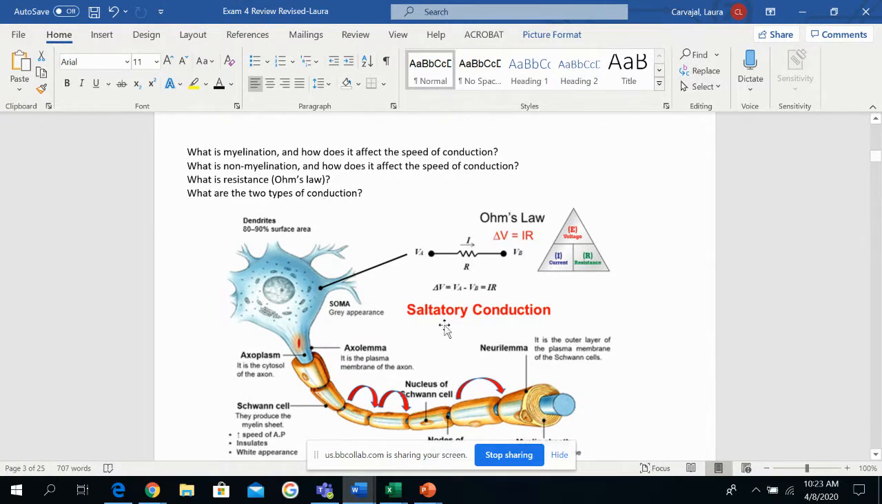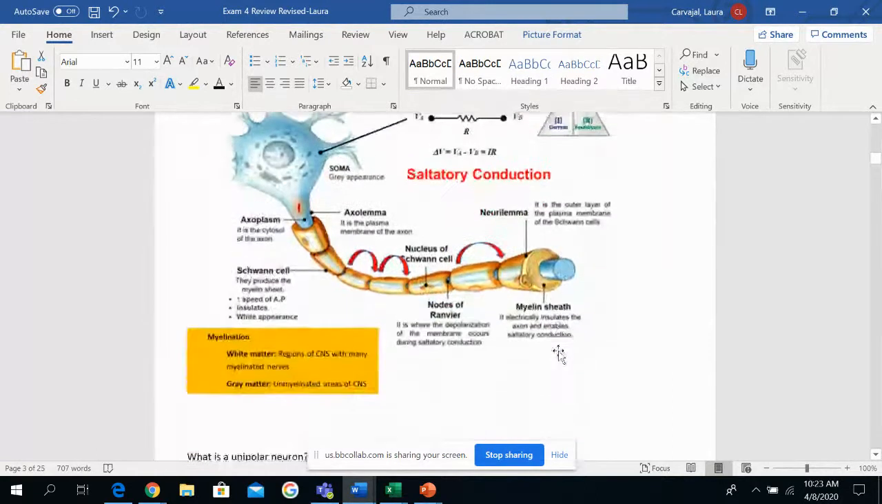What are the two types of conduction? We have saltatory conduction, which we have here, which is basically jumping from node to node, and we have continuous conduction, as one of your classmates previously mentioned in the chat. And saltatory, like the word says, saltar, which means jump in Spanish, jumps from node to node, whereas continuous is one continuous line, not jumping.